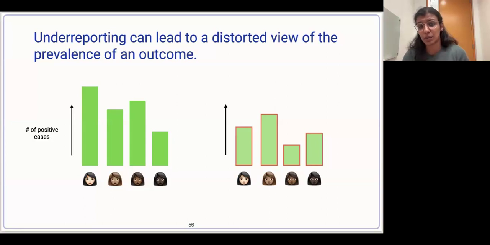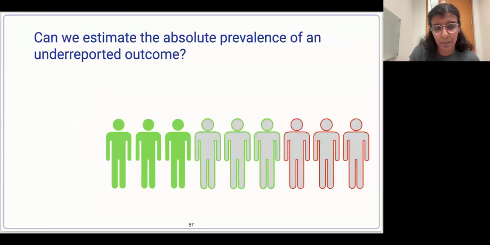So the motivating conditions for this work were in women's health. For example, intimate partner violence and endometriosis. But even beyond women's health, crime is underreported, toxicity is underreported, and so on. But we'll keep intimate partner violence and medical conditions more broadly as the running example, since these are what motivated this work. So a natural question to ask here is, can we estimate the absolute prevalence of an underreported outcome?